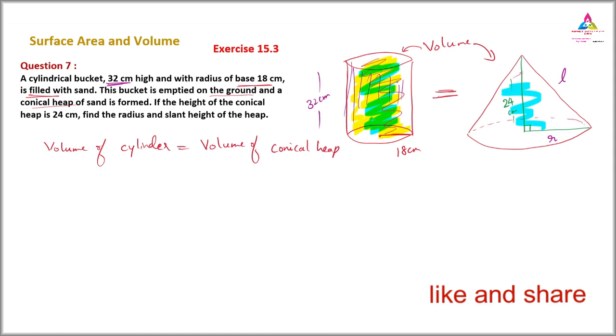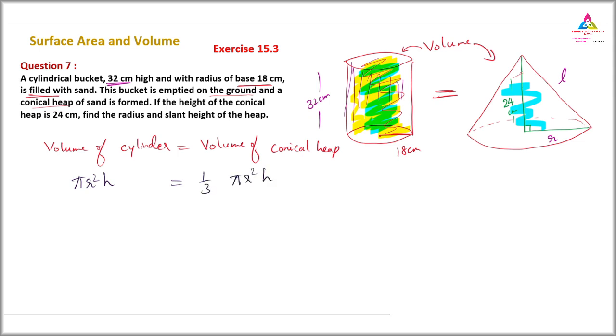Now we know the formula for the volume of a cylinder is pi r square h, and the volume of a cone is 1/3 pi r square h. But don't get confused and think that since both have pi r square h, we can cancel everything and get the answer. No, it is wrong, because the height and radius of the cylinder and the cone are different. So first I will go for the cylinder and write all the things required.